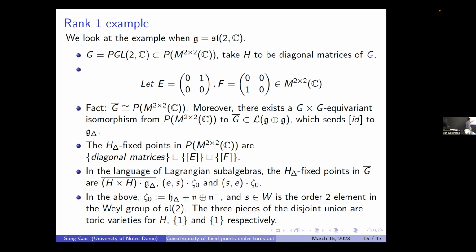So back to the language of Lagrangian subalgebras, the H diagonal fixed points in G bar are given by these sets, where S is the order 2 element in the Weyl group of SL2. And for the first one, this is a toric variety. And it's a toric variety for the torus H. And the second one, third one are discrete points. They are toric varieties for the trivial torus.